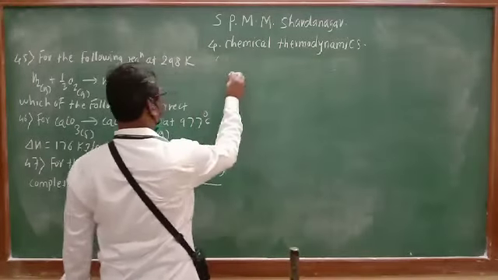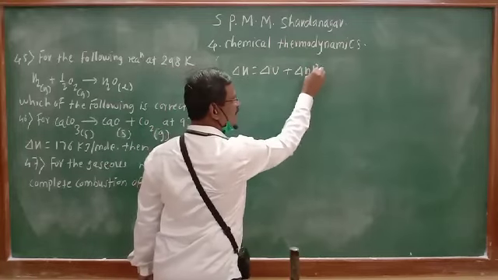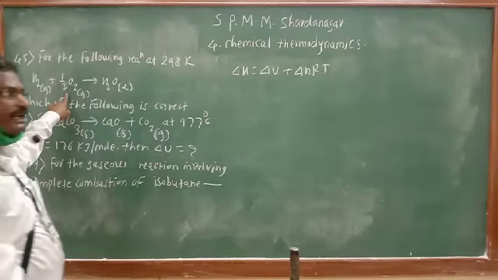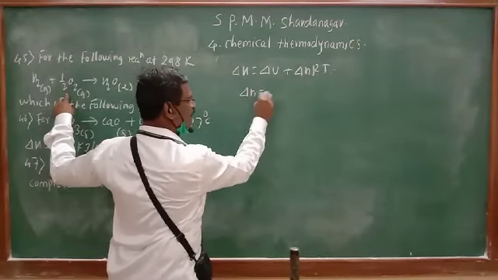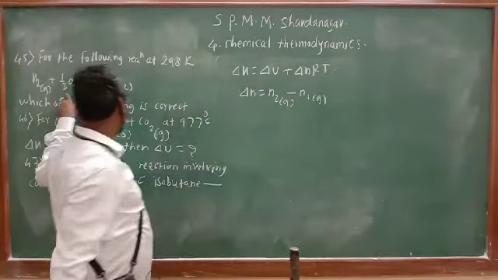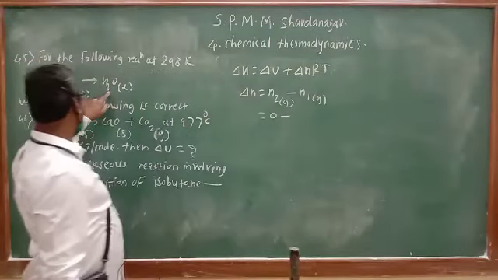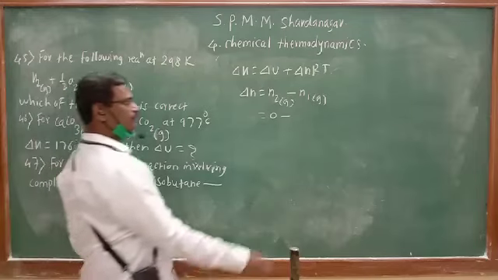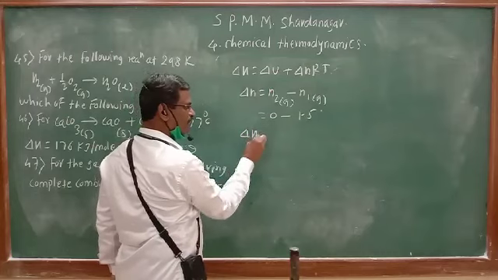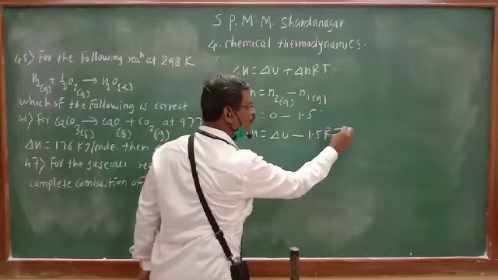So we know the equation delta H is equal to delta U plus delta nRT. For this reaction, calculate delta n. Delta n is n2 gas minus n1 in the gaseous state. So n2 gas is 0 minus n1 gas is 1.5, minus 1.5. Substituting there, what does it become? Delta H is equal to delta U minus 1.5 RT.